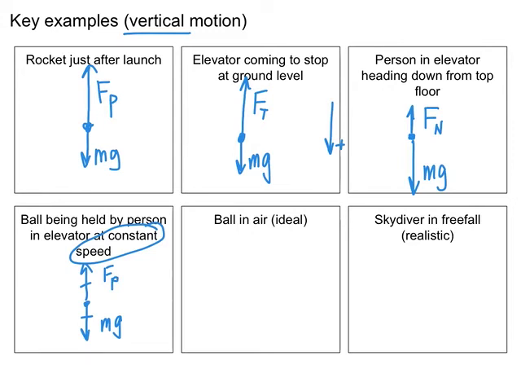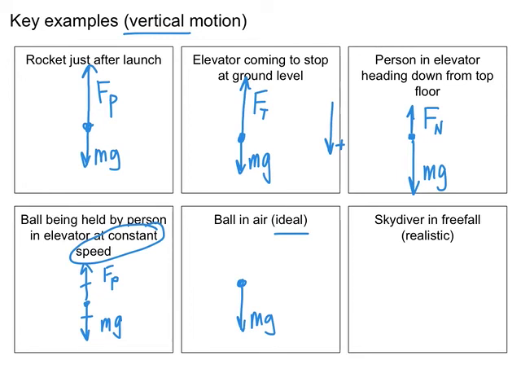A ball that's up in the air, meaning it's not being thrown, it's not being pushed or pulled or anything, only has the gravitational force on it. And since it's ideal in this situation, we're not going to worry about air resistance or air drag.